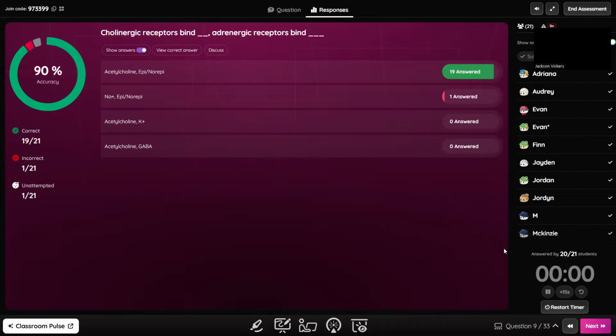Okay, so cholinergic receptors bind acetylcholine. Adrenergic receptors bind epi/norepi. Acetylcholine, cholinergic, choline, kind of match that together. Adrenergic, epi and norepi are secreted by the adrenal gland.